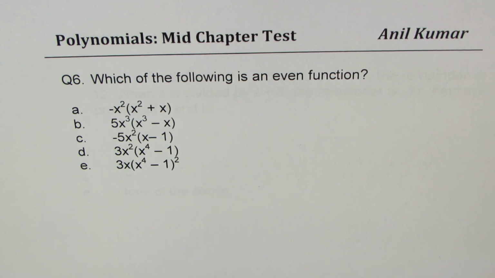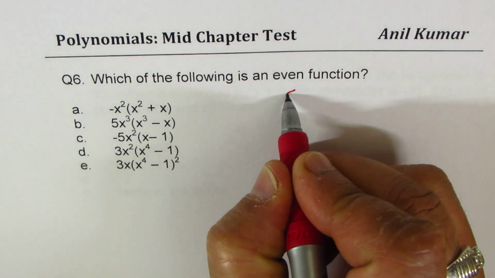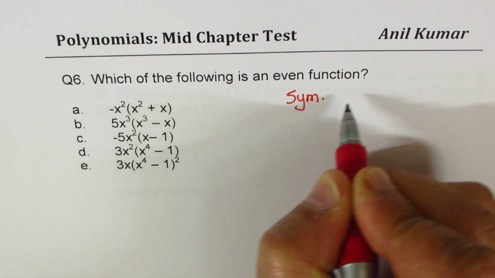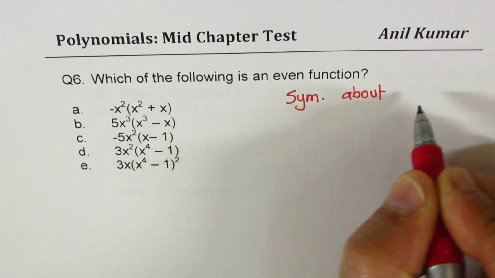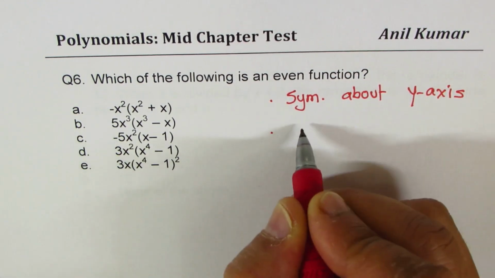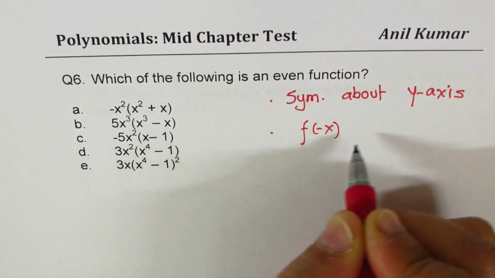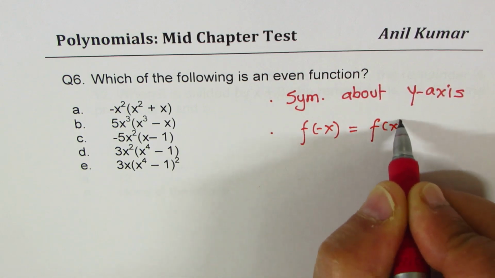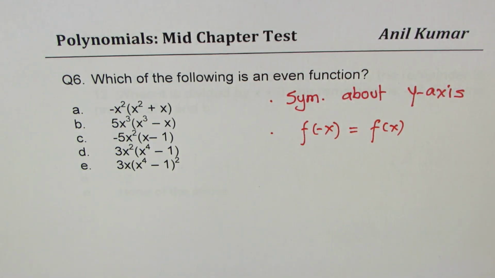Question number 6 is, which of the following is an even function? So I hope you remember what is even function. So even functions are symmetric about y-axis, and f of minus x equals to f of x, right? So which is symmetric about y-axis, that is from the graph. And if the equation is given to you, you have to figure out if f of minus x equals to f of x, then it is even function, right?